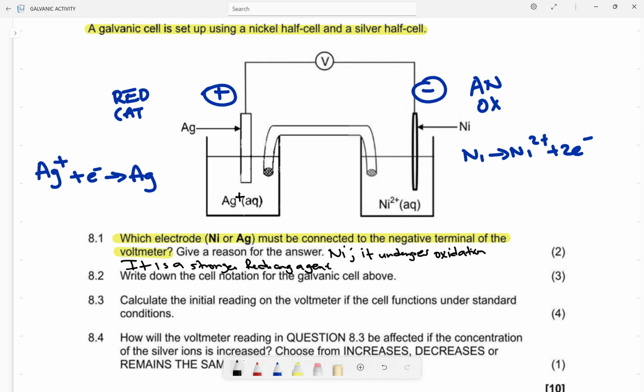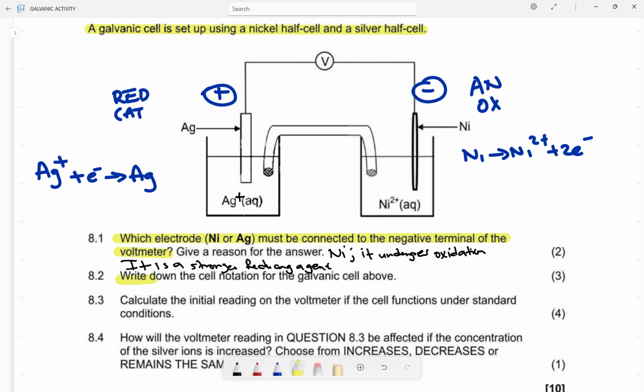If you are a stronger reducing agent, remember what an agent is: someone who makes something happen. So you are causing other species to undergo reduction, and if you make others undergo reduction, it means you undergo oxidation. Hence we say nickel undergoes oxidation, or it is a stronger reducing agent, or it has a higher reducing ability. I move on.